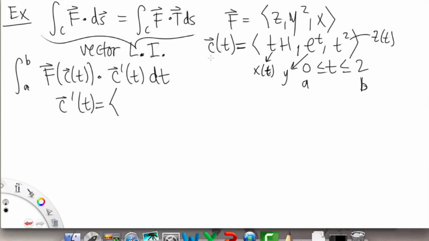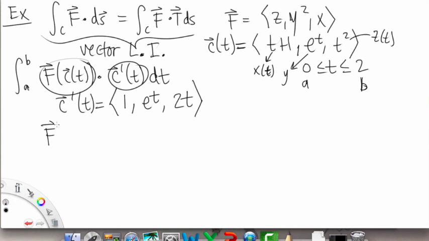The derivative of the first one is just going to be 1. The derivative of the second is e to the t. And the derivative of the third is going to be 2t. I just differentiated each of those once. Close bracket. So that's this part, and we found that already.